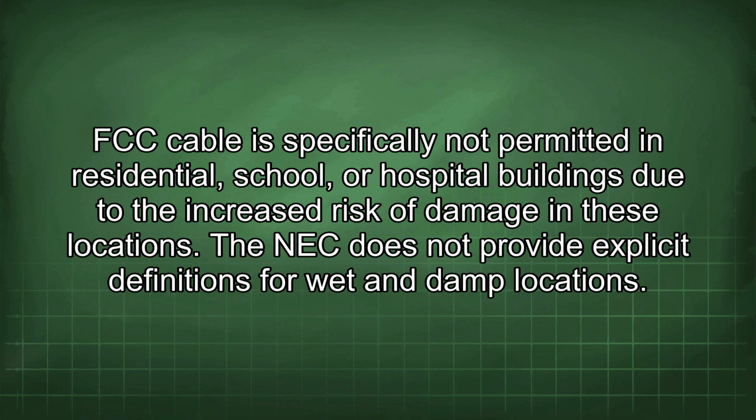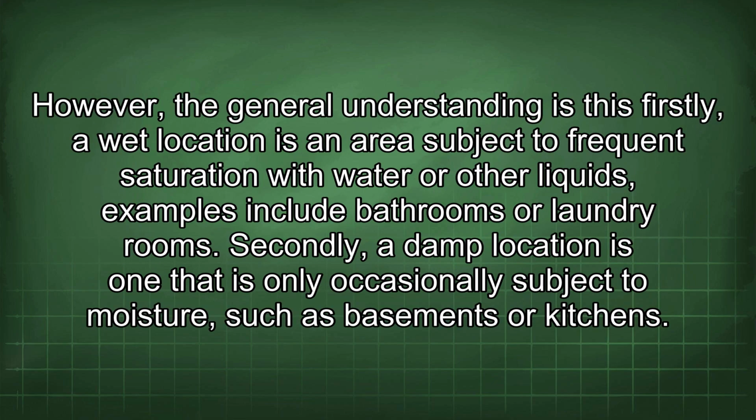The NEC does not provide explicit definitions for wet and damp locations. However, the general understanding is this: firstly, a wet location is an area subject to frequent saturation with water or other liquids. Examples include bathrooms or laundry rooms. Secondly, a damp location is one that is only occasionally subject to moisture, such as basements or kitchens.